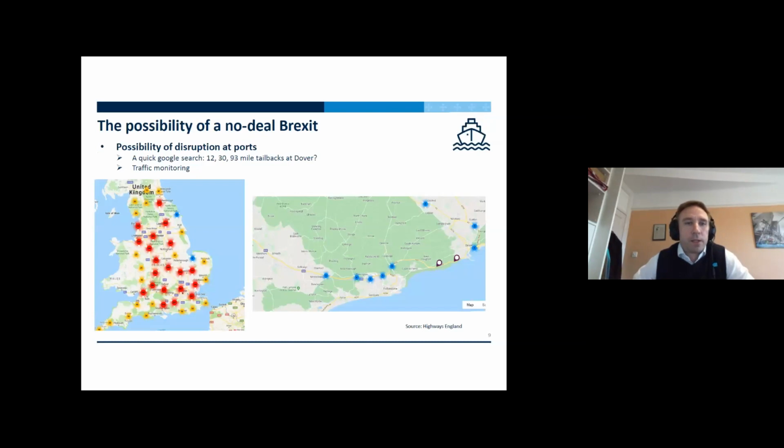Now, one of the main concerns around the possibility of a no-deal Brexit is potential blockages at ports. If you do a quick Google search, those tailbacks could be any of 12, 30 or 93 miles long. So one thing we did was start to look at traffic monitoring, particularly around ports. Highways England have thousands of traffic sensors all over the country measuring traffic flows.